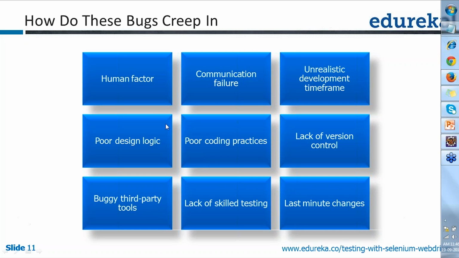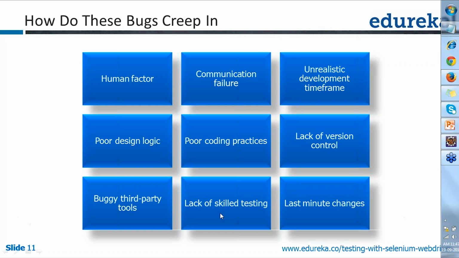The next reason is buggy third-party tools. Without ensuring how bug-free the third-party tool is, if we use that tool in our application, it might be possible that the bug is not in our application but has been introduced due to the third-party tool. Another important reason is lack of skilled testing. You developed the software, but the responsibility of removing the bugs is on the QA person. If the person is not skilled, those bugs may be missed by the QA person and get released along with the project.